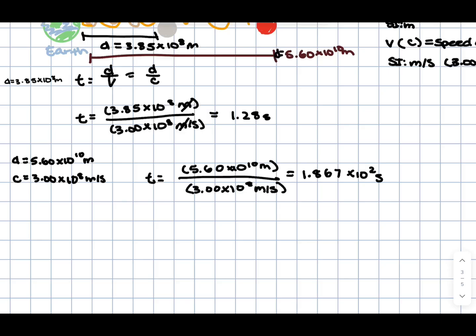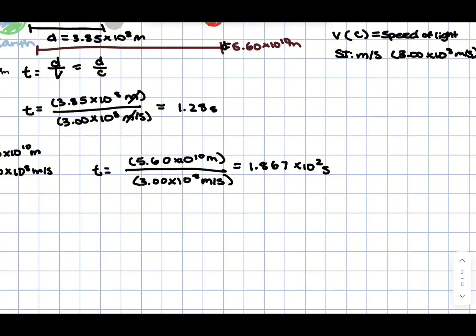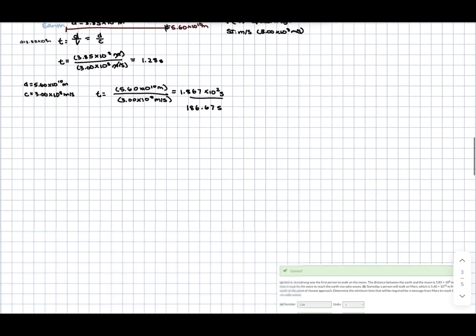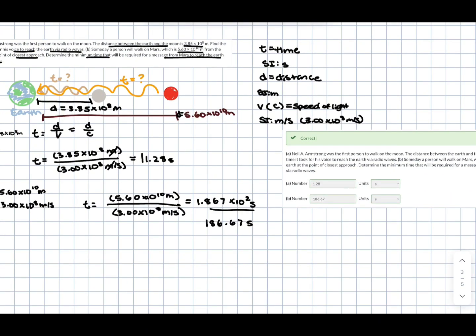But for some reason, when I plugged it into Wiley Plus, it didn't take it. So I went ahead and just moved the decimal, and I ended up with 186, I believe. So I plugged it in as 186.67 seconds. And then we can go ahead and check that. Beautiful. Both answers match up. So again, we have our time, 1.28 seconds. Then our second time is 108.